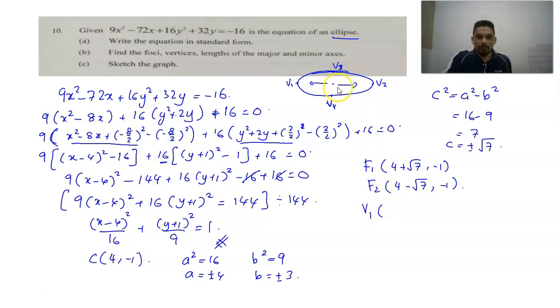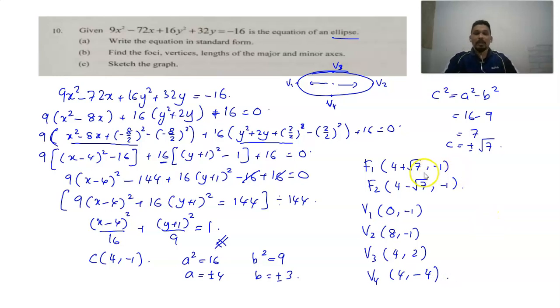So if we move 4 units to the left, 4 minus 4 equals 0, and negative 1. V2, from 4, move 4 to the right, 4 plus 4 equals 8, and negative 1. Okay, for V3 and V4, from the center of 4 and negative 1, plus 3: negative 1 plus 3 equals 2. And here, 4 and negative 1 minus 3 is negative 4.